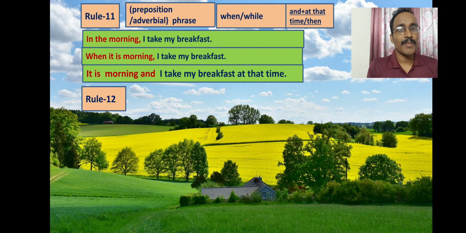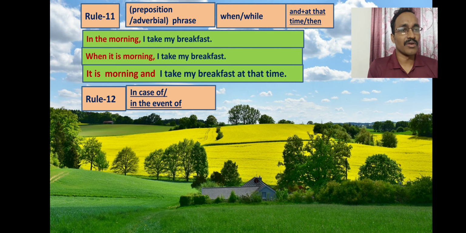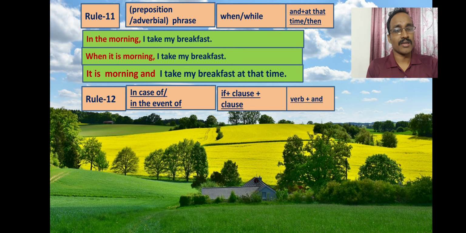Now let's learn rule 12. In rule 12, you see, in the simple sentence, the sentence may start with in case of or in the event of. In this case, again we will use conditional. In case of, this also refers to some condition. Therefore, to make it a complex sentence, we will use the form of conditional sentences, and the conditional sentences start with if. And in complex and compound sentences, we will use and will connect the clauses.